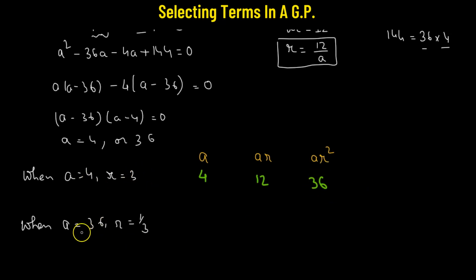Then we will use a equal to 36 and r equal to 1 over 3. So the a value will be 36. A times r, so 36 times 1/3, that will be 12. And 36 times 1 over 3 squared, which will be 4. So these are the three numbers that are in geometric progression: 4, 12 and 36. And 36, 12 and 4 is also a geometric progression.